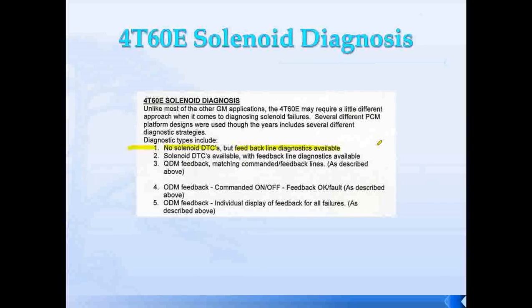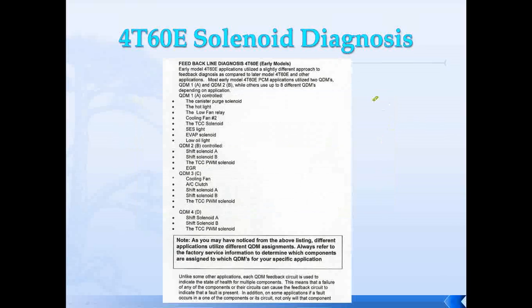On those applications, if you do not have trouble codes available, you're going to have to watch the feedback lines as you run it through the gears, looking for the feedback lines not to match. If you have the later model 4L60Es, like I looked at the 2009 as an example, it does not have any feedback line diagnostics on it. You have to look at what the command status of the solenoids were when the code set. That will tell you what your problem is. Solenoid commanded on or solenoid commanded off.